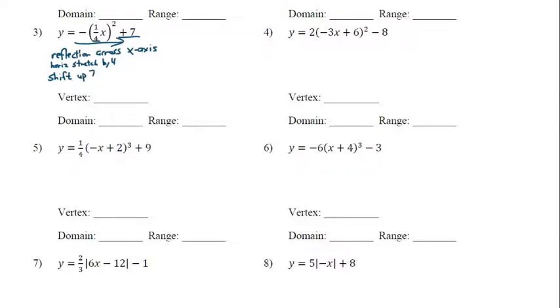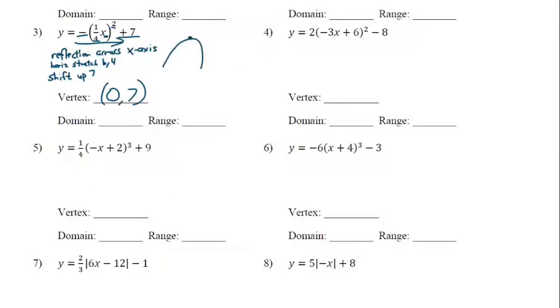Okay? And your vertex, remember your vertex is whatever added subtracted inside and whatever added subtracted outside. So inside is 0 because there's nothing added in there. Positive 7. Last but not least, it's quadratic and it's negative. So this one is opening downward.